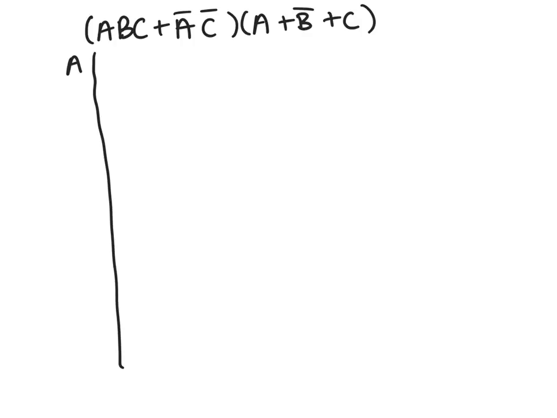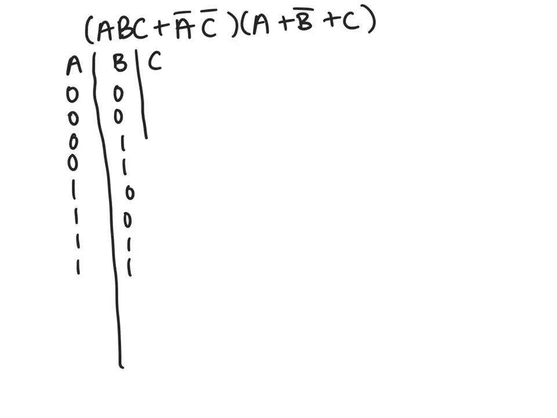So I'm going to start by putting 4 zeros in the A column, and then 4 ones. And then B, I do 2 zeros, 2 ones, 2 zeros, 2 ones, and then C is going to be 0, 1, 0, 1, 0, 1, 0, 1. And these are all of the possible combinations for A, B, and C that you could have, and we're going to see which makes this expression true.